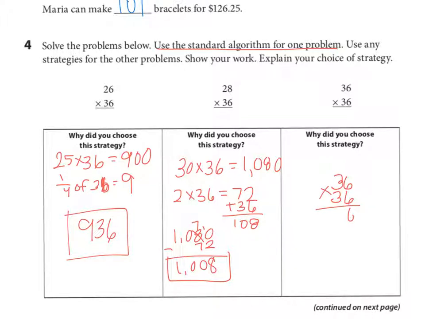6 times 6 is 36. 6 times 3 is 18, 19, 20, and 21. Hold a place value. 3 times 6 is 18. 3 times 3 is 9, plus 1 is 10. I add 6, 9, 2, 1. My answer is 1296.